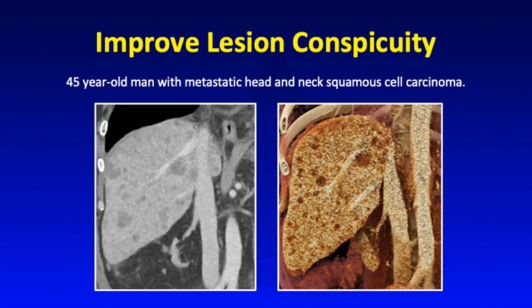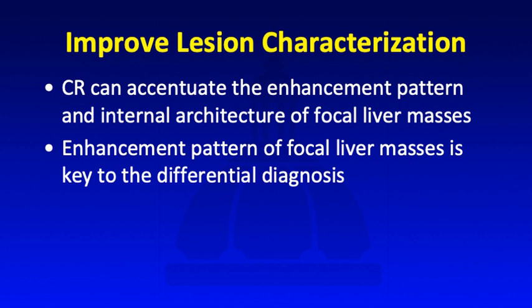Let's look at this case with metastatic head and neck squamous cell carcinoma. We can see multiple hypoenhancing lesions throughout the liver. But when you look at the cinematic rendered image, the technique can really accentuate these subtle textural changes of even the smallest metastases throughout the liver, so it can really improve the lesion conspicuity. Cinematic rendering can also accentuate the enhancement pattern and internal architecture of focal liver masses, and these features are very important in the differential diagnosis of focal liver masses.